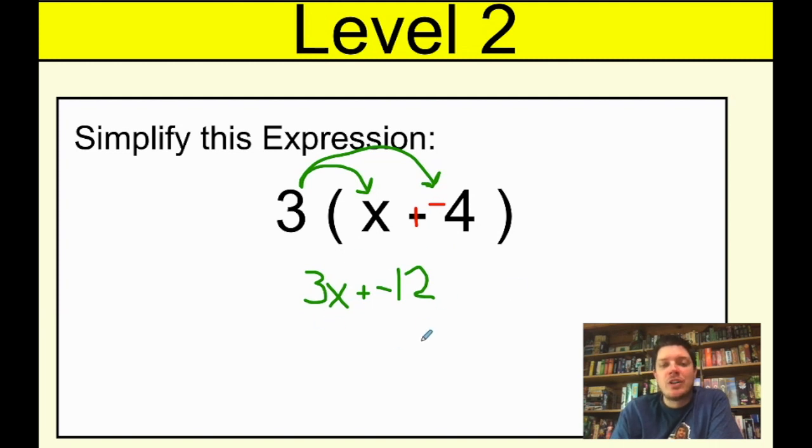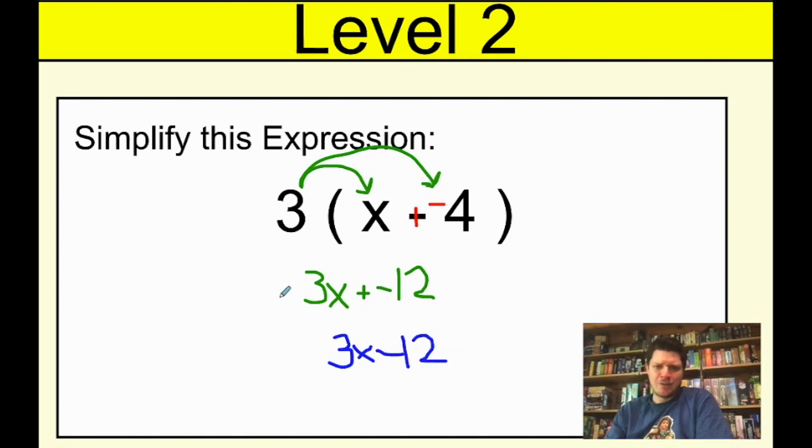You could definitely keep that as your final answer, or if it bothers you to see plus negative there, we could write it as 3x minus 12. Well, we're going to enjoy my handwriting on the computer because it is not going to look good. All right, so that was just one of the reviews that I wanted to do.